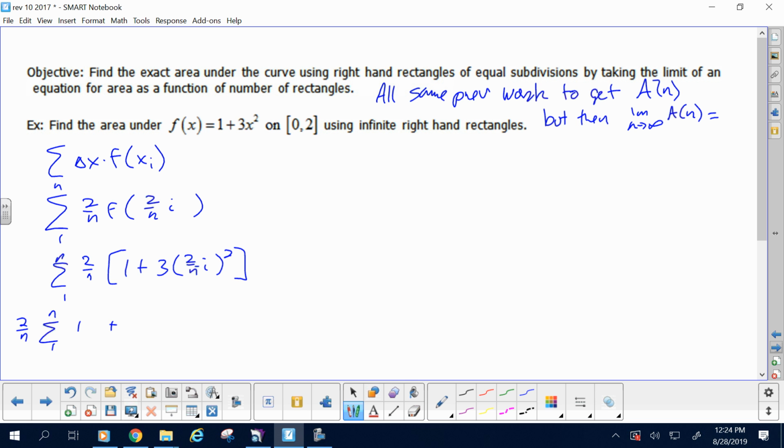And then what outside of the next one? 2 over n cubed and 3, and inside is the sum of a bunch of i squared. You follow me? Okay. Then what do we do? So I'm going to plug in the appropriate formulas. What's the sum of a bunch of ones? n ones adds to n. And what's the sum of a bunch of i squareds?